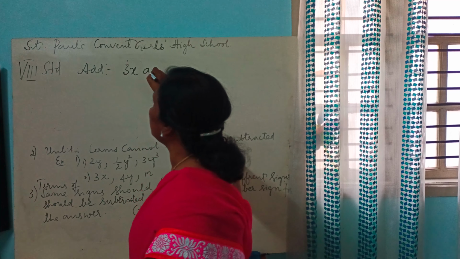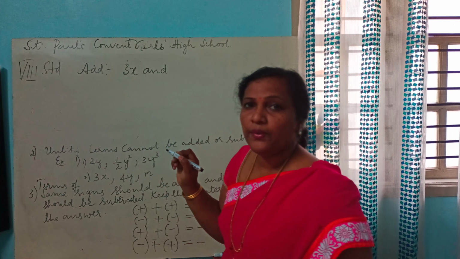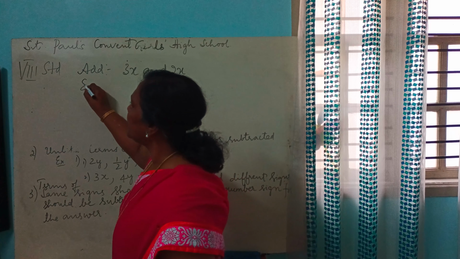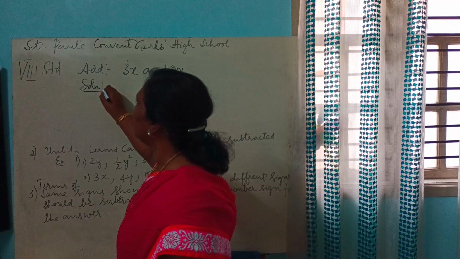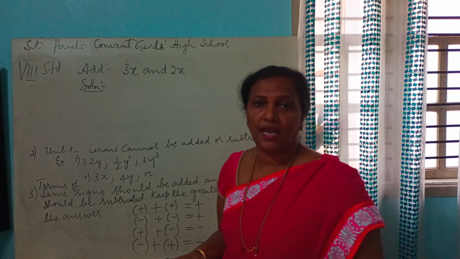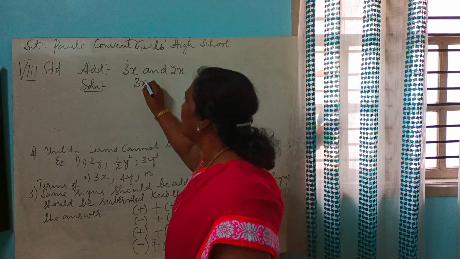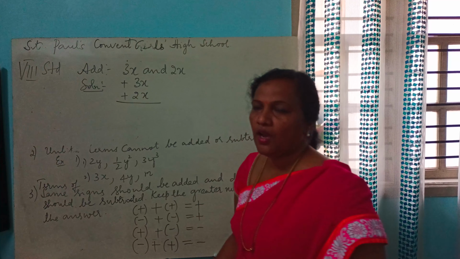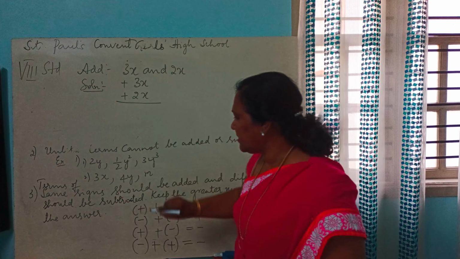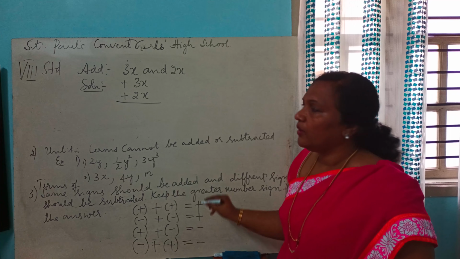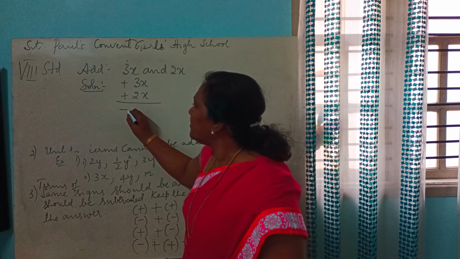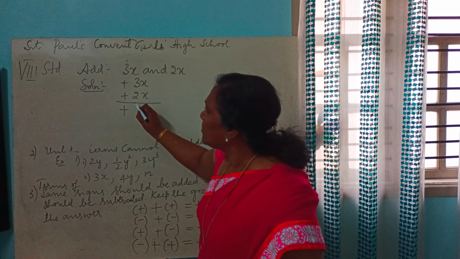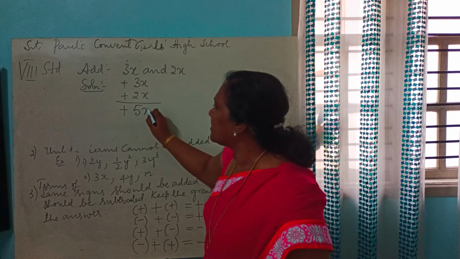Add 3x and 2x. Simple examples I am showing. The first step, you will write SOLN. What does SOLN mean? Solution means answer. 3x and 2x you are supposed to add. Now you have two terms, plus and plus. What do you have to do? You have to add. So it is plus. Only the coefficients you have to add, not x and x. So 3 plus 2 is 5x.